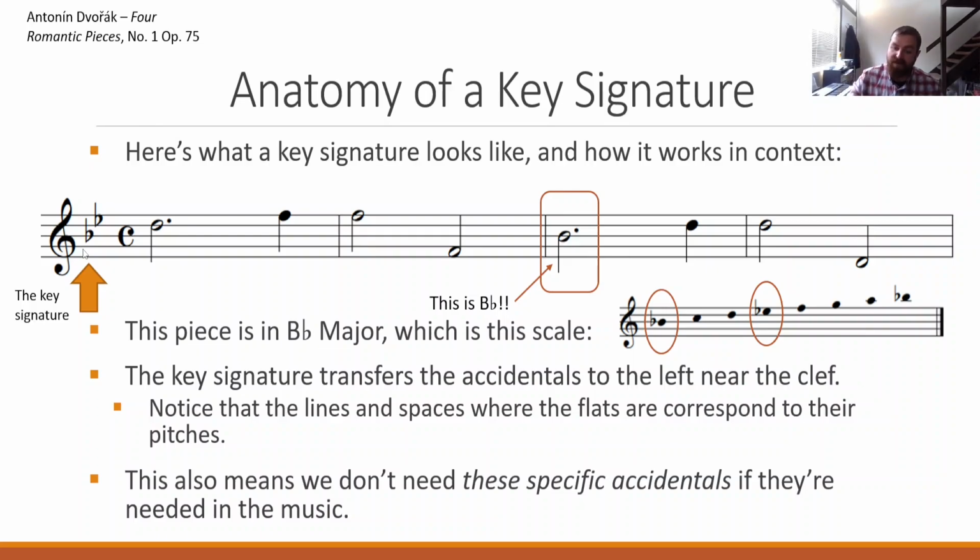If the composer wants us to play it natural or some other modification, we would then need accidentals to undo the key signature. So the performer will see this and go, okay, every time I see an E or a B, they're going to be flat. So let's take a listen to this.